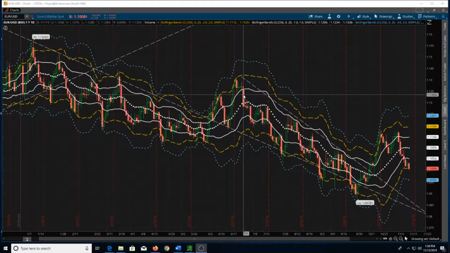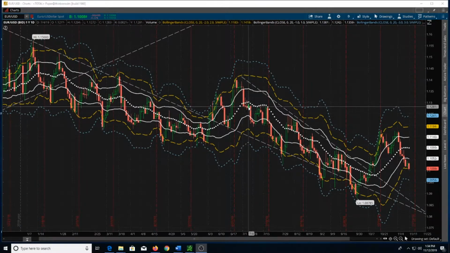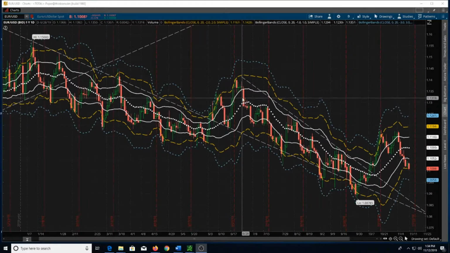Plus you had this large red candle, which a lot of times there's follow through with those. You get a large red candle like this, you typically will see more downward momentum. You didn't get a tremendous amount here, and you didn't really get any here, although it did come down a little. But it is something to watch out for before you jump into a long.